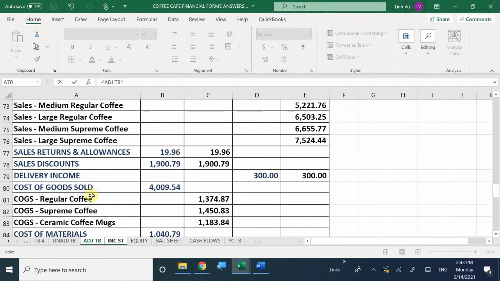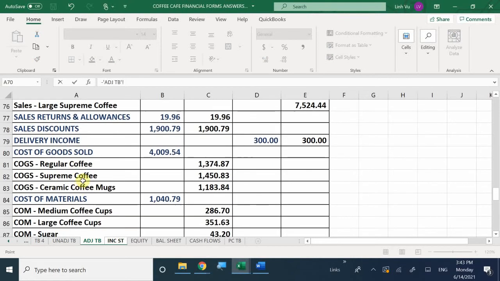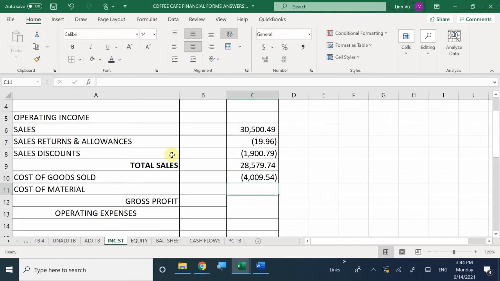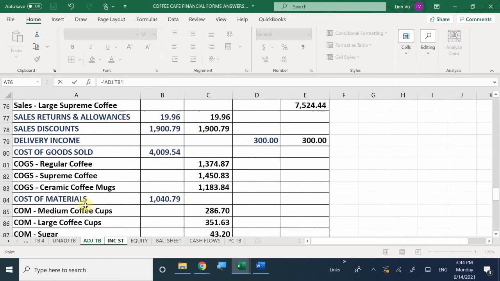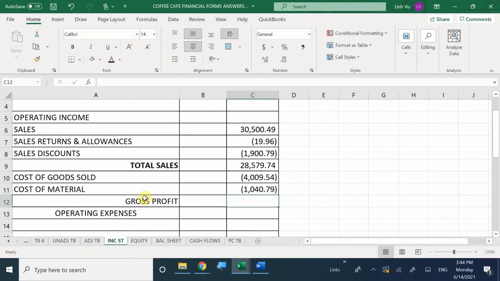Right, so here I've summed it up. What's my total cost of goods sold? $4,954. 4,954, right? I placed a negative before there. So it shows me that I have a negative 4,954. And what was my total cost of materials? $1,040.79. 1040.79. Okay. So then what is going to be my total gross profit?